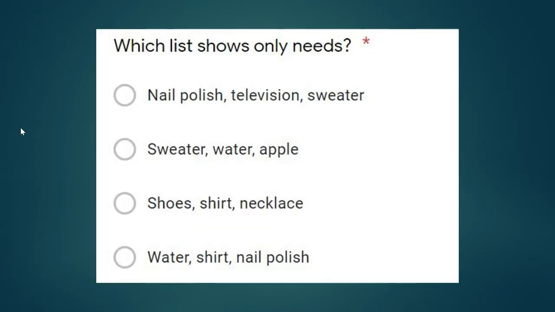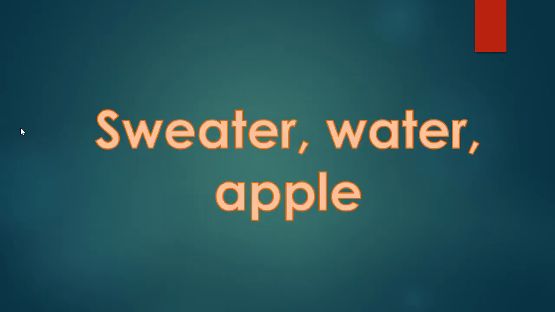Which list shows only needs? Think about needs versus wants. Which is only needs? Nail polish, television, sweater, sweater, water, apple, shirt, shoes, shirt, necklace, water, shirt, nail polish. Only needs should have been sweater, water, apple. Remember, you need food, water, clothing, and shelter. So sweater for clothing, water to drink, apple to eat.